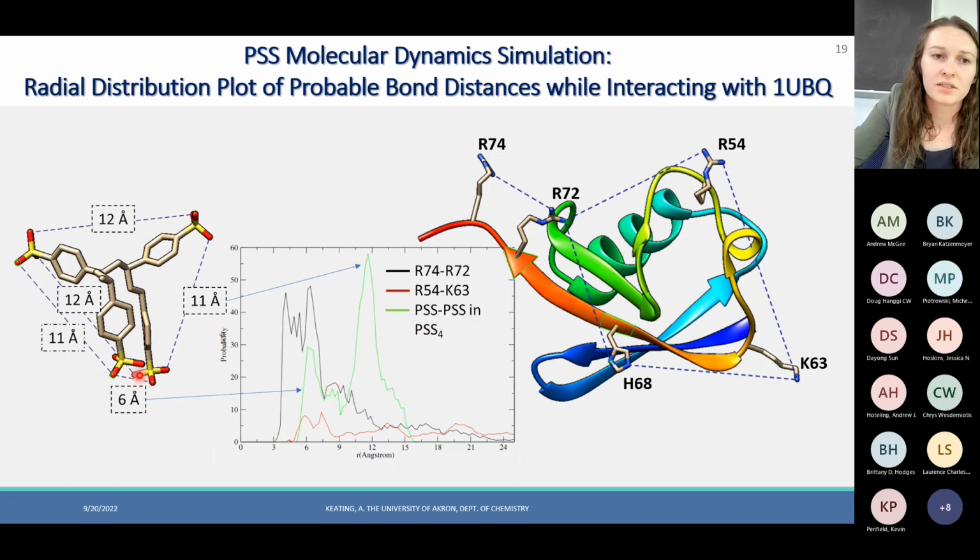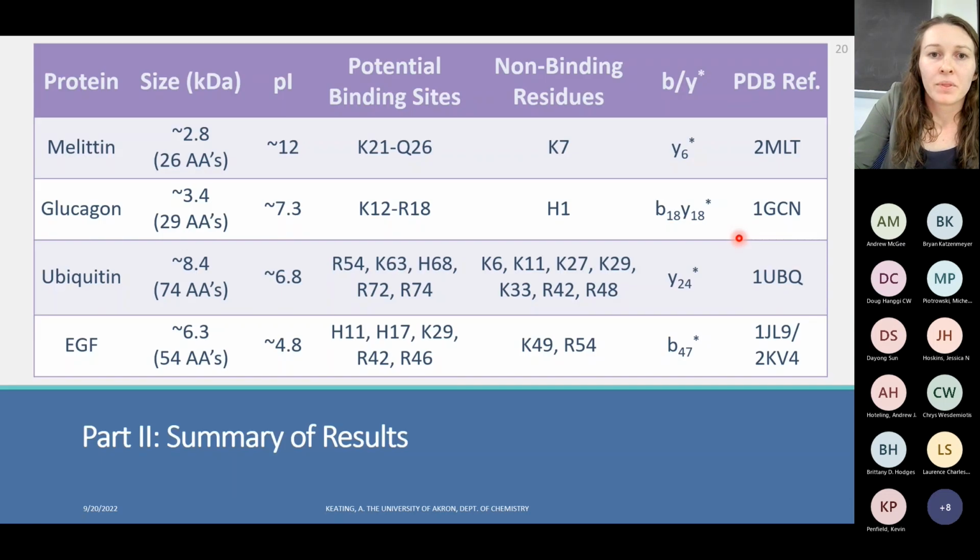So when it's in this kind of pi stacked form, you get sulfonates that are only about 6 angstroms apart, and then they can also extend out to about 12 up to around 15 here. And so this also shows that the R54 and K63 are likely not going to be interacting with a single tag because their distance is too far away from each other to be bound in such a way.